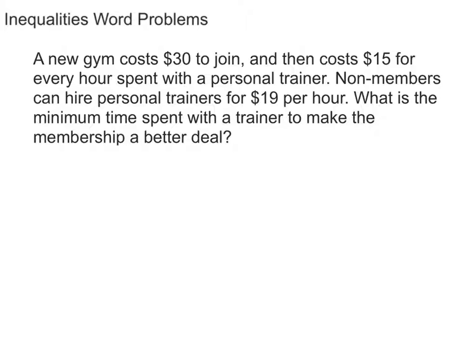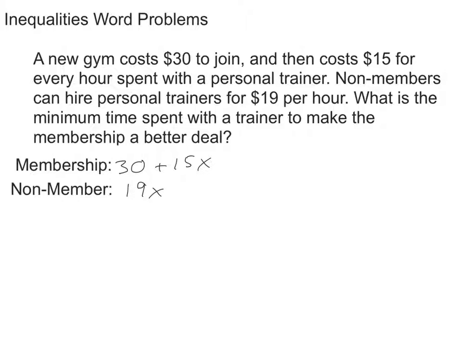So I'm going to first establish my plan for a membership. With the membership, I have to pay $30 up front and then $15 per hour, so I add 15x. Then I can look at the non-membership option. And that's pretty straightforward. It's just 19x because it's $19 for every hour that you spend with the trainer. And now I just want to compare these two.